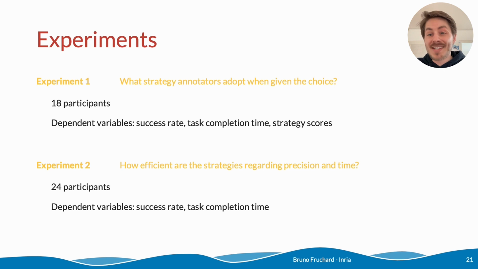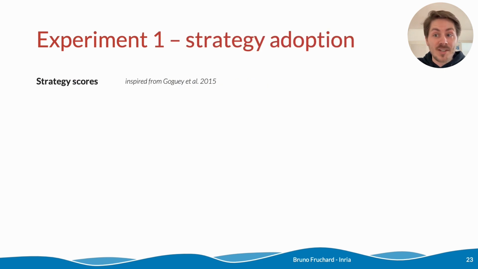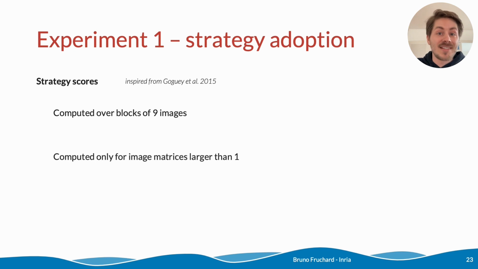We defined 2 metrics inspired from the work of Gutwin and colleagues to assess the participant strategy. These metrics are computed over blocks of 9 images and only for blocks involving matrices of images larger than 1, as a single image forces an image-oriented strategy. They range from 0 to 1, 0 meaning the labeling actions did not follow the strategy, while 1 means they all did.